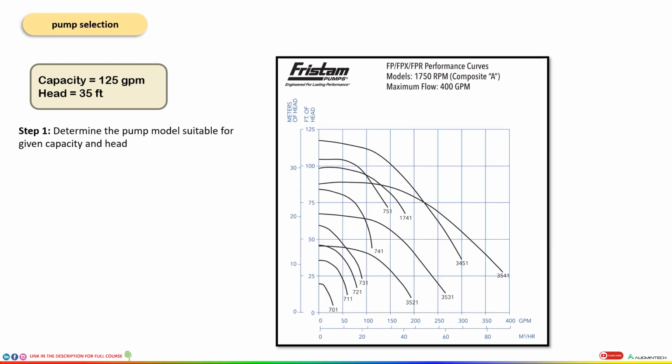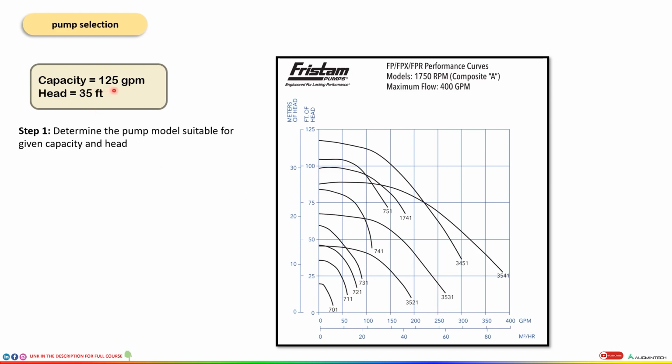This is one of the manufacturers of pumps, Fristrum pumps. So we have taken the catalog of Fristrum pumps. On the horizontal axis, you see the flow rate in IP as well as SI units, and on the Y axis, you see the head in IP as well as in SI units. And these different curves are actually the family of curves for different models. So based on the flow and the head, different models can be selected.